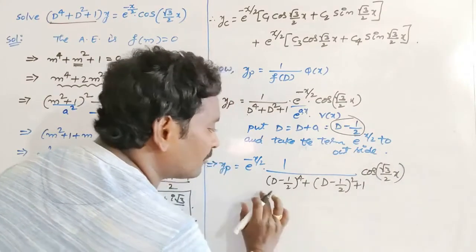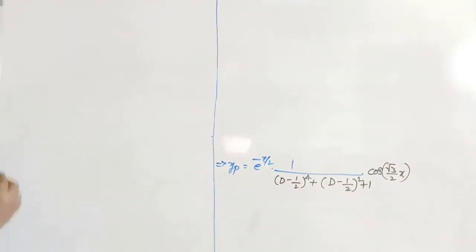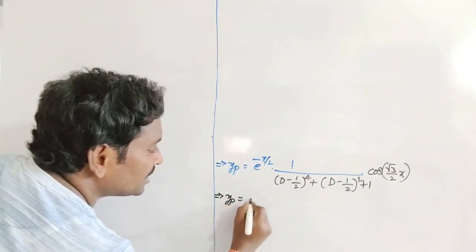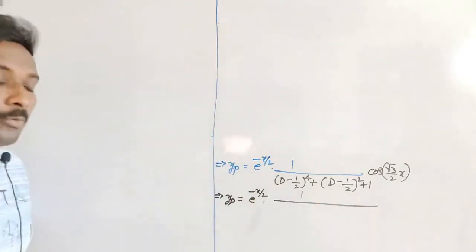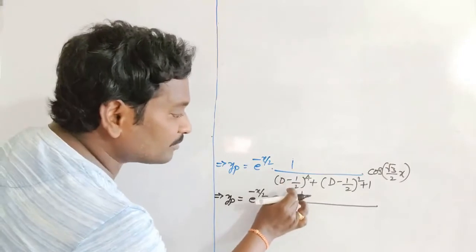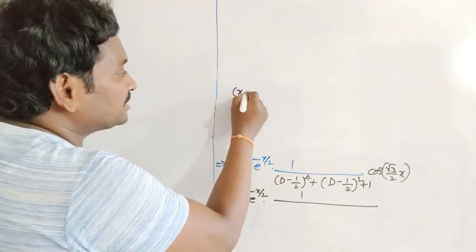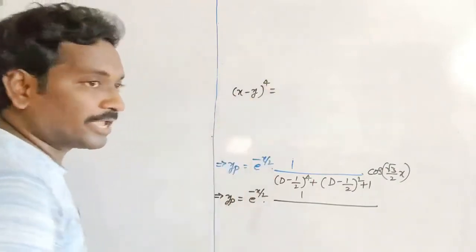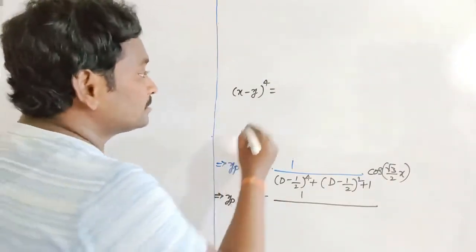So first of all we have to simplify the denominator. Here, yp is equal to e power minus x by 2 of 1 by, we have to expand d minus 1 by 2 whole power 4 by using the binomial formula. See here, the binomial theorem is nothing but x minus y whole power n, but here you can write 4. Alternately you will get plus and minus in the expansion.